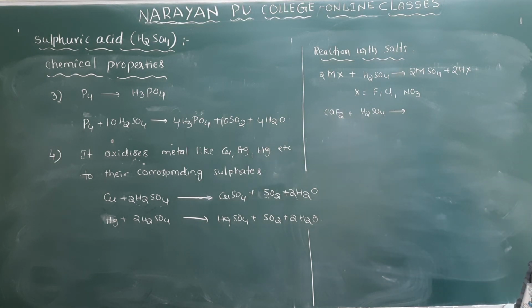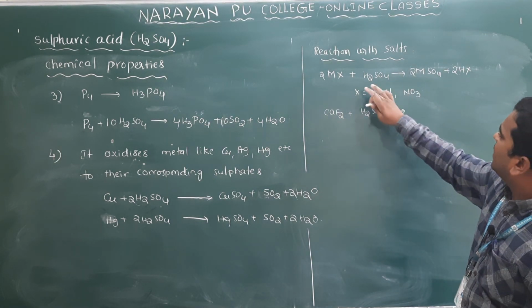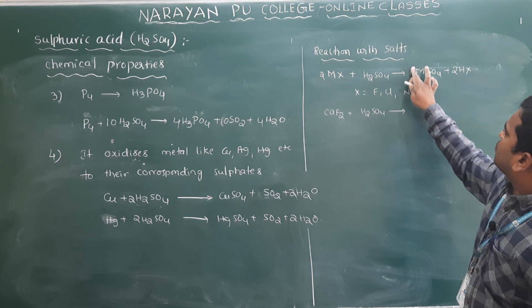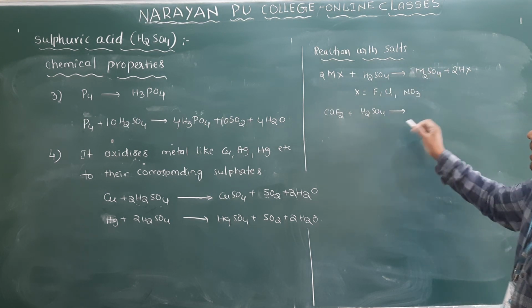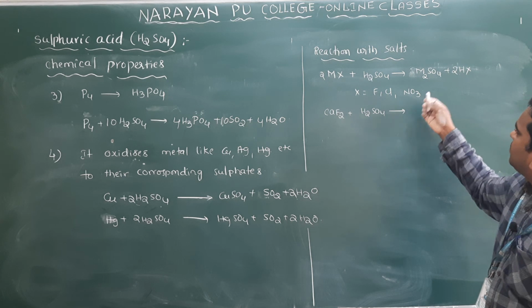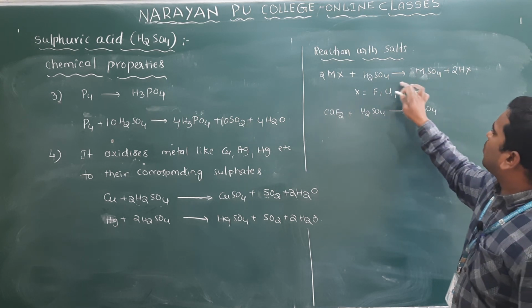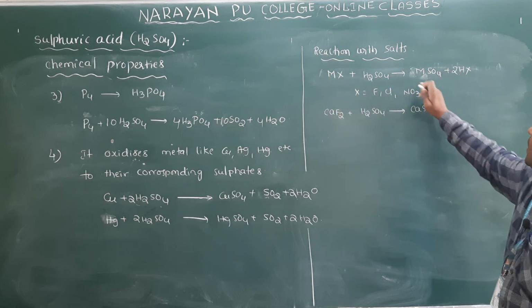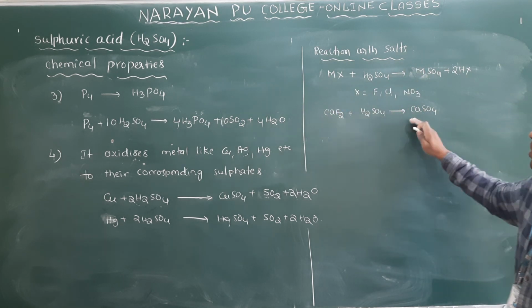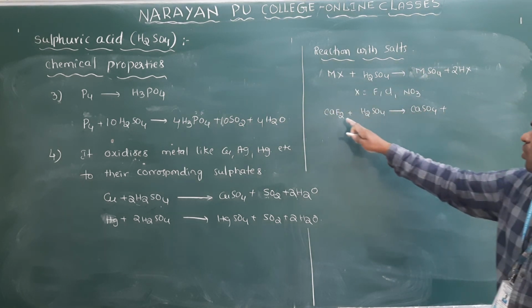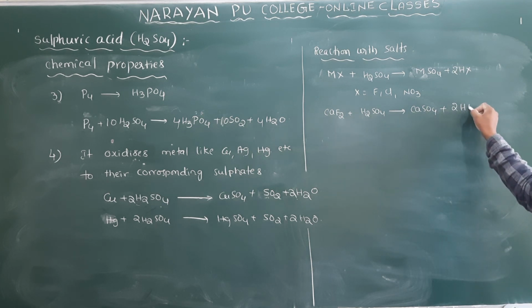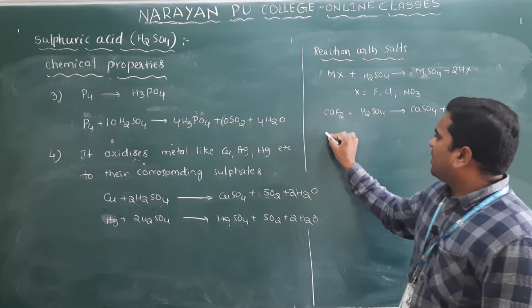You will get the compound M2SO4, like, here it is CaSO4. This is based upon the valence of the metal. In general, CaSO4 plus 2HF you will get. In the same way, NaCl.